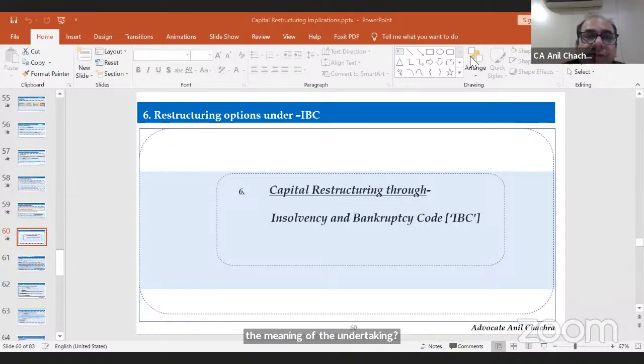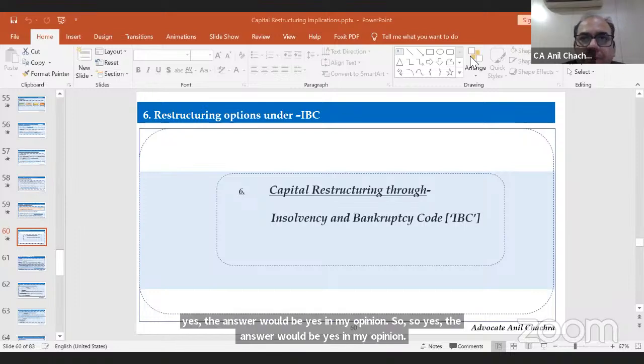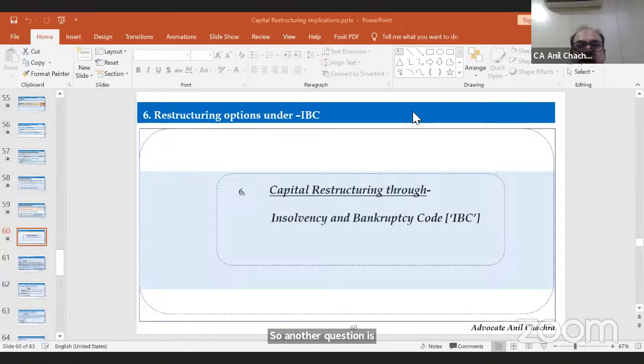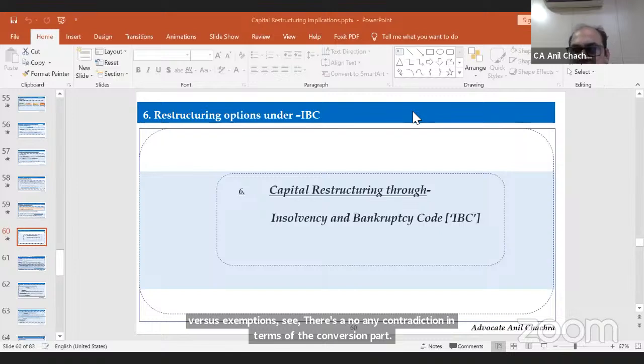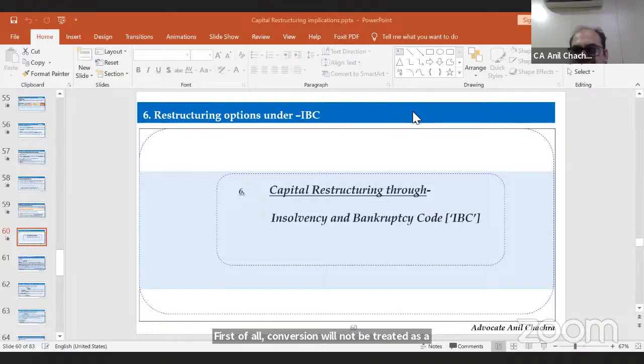So another question: is there any contradiction regarding conversion of preference shares, section 56(2)(x) versus the exemption? See, there is no contradiction in terms of the conversion part. First of all, conversion will not be treated as a transfer. Section 47 says that it will not be treated as a transfer.